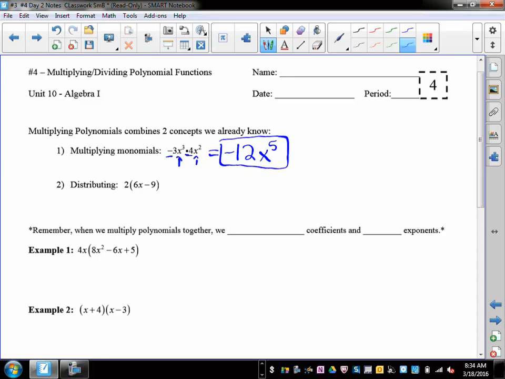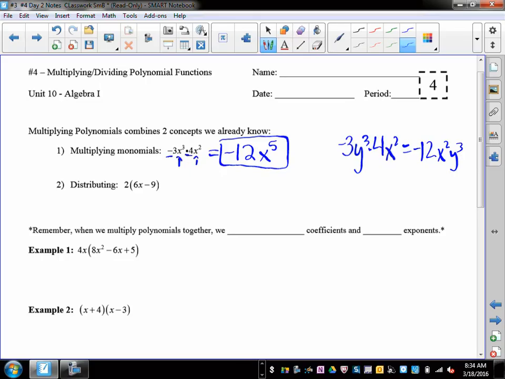If they were different variables? Gabby just asked, what if they were different variables? Let's say it was like this. If they were different variables, I cannot combine them. So I can multiply my numbers together, still get negative 12. And then I have x squared y cubed. So if they're different variables, they just stay as different variables multiplied. Good question.